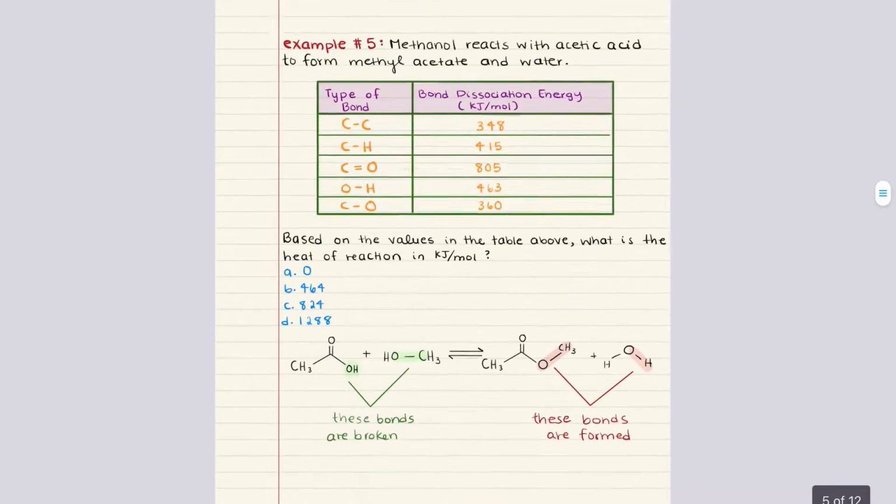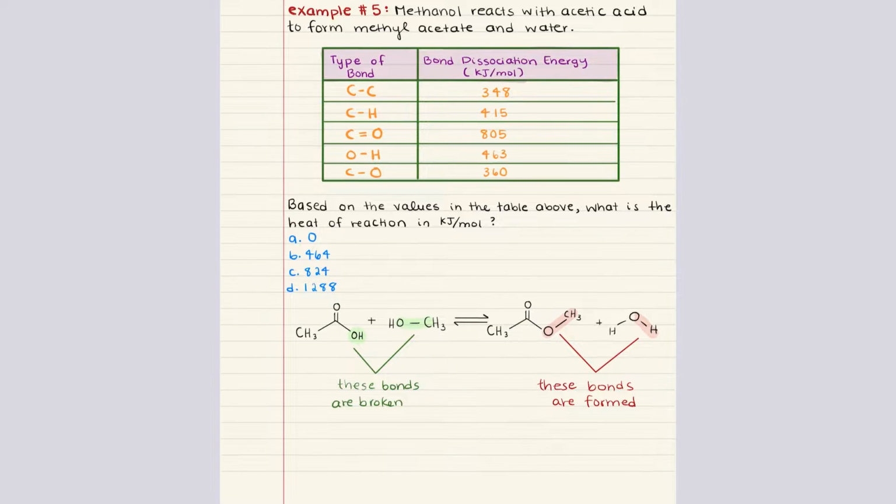Next up, we have problem 5. Problem 5 says methanol reacts with acetic acid to form methyl acetate and water. Based on the values in the table above, what is the heat of reaction in kilojoules per mole? Now, this is a really fun problem because at first glance, it might seem like a math-heavy problem, but it really doesn't require any calculations at all.